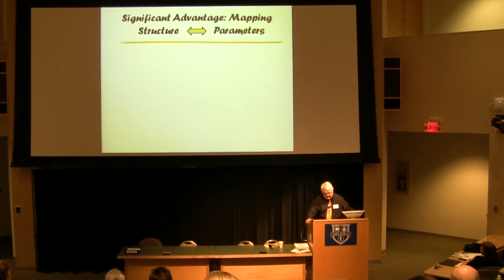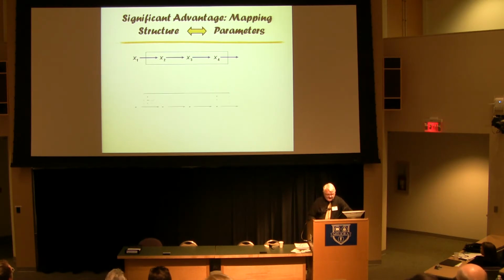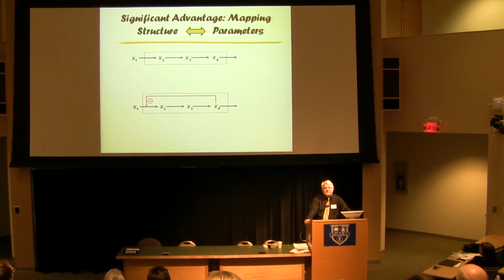One significant advantage is that we can map the structure of the system onto the parameters back and forth in both directions. What does that mean? Well, here's a linear pathway. It could be a biochemical pathway. It could be a food chain. It could be a car production process. It doesn't really matter. We know immediately how to write down equations for that. And we want to compare it with a system that's the same, except it has a feedback.